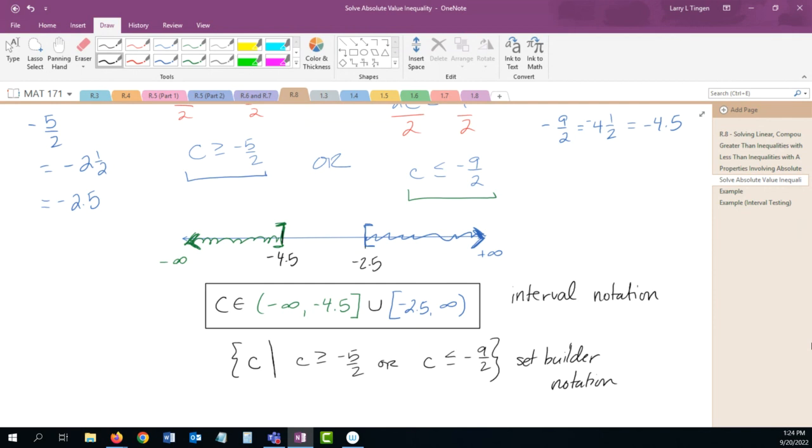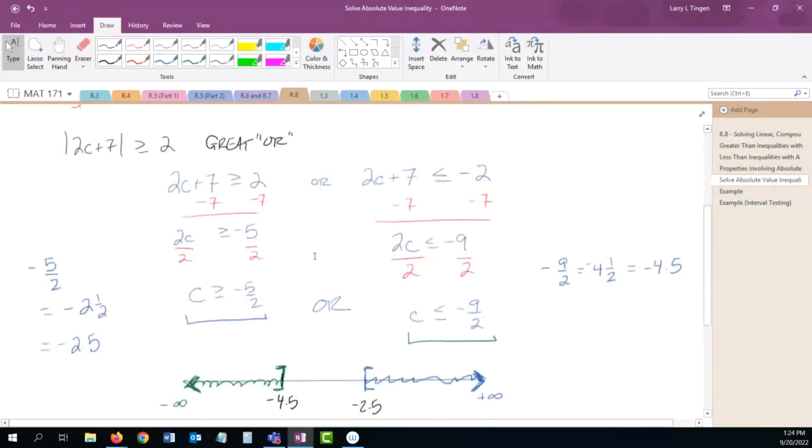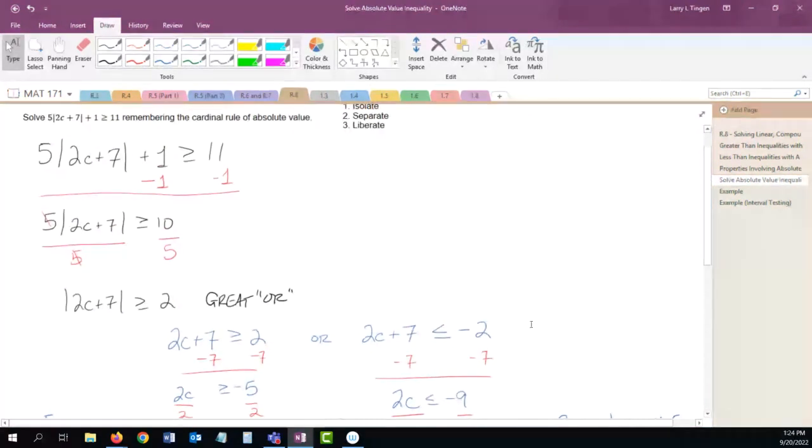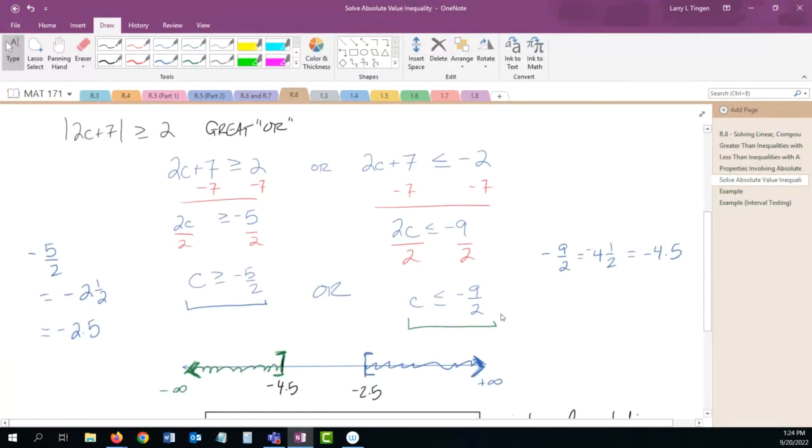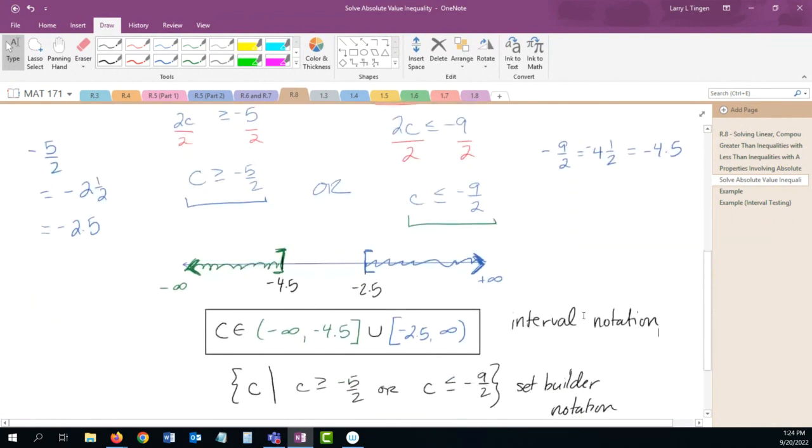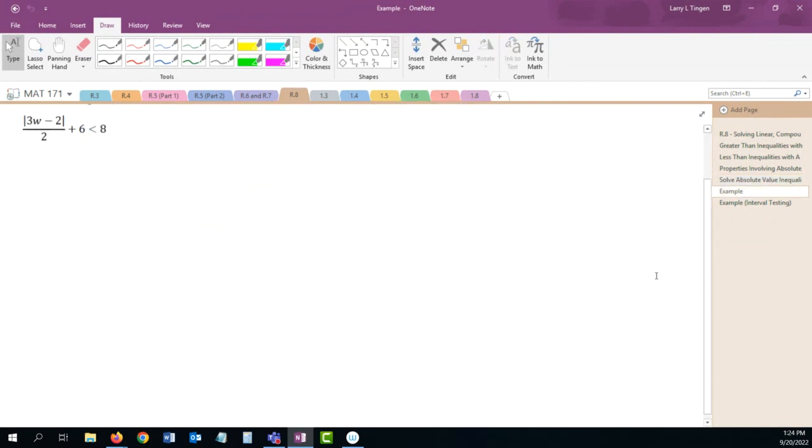And typically when you bring in a computer to tell if the answers are right or wrong, interval notation is the way it's going to go, because it's really easy for the computer to determine whether you wrote that correctly, versus set builder notation, where you could swap the order of the C's and have an "or" in there. All right, so isolate, separate. I isolated, I separated, and then liberated by getting the C's out by themselves.